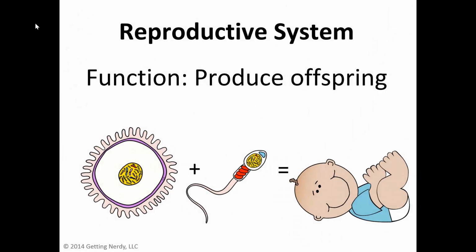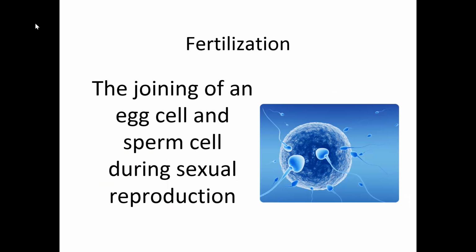The function of the reproductive system is to produce offspring. So the mating of a sperm cell and an egg cell is to produce offspring, so to produce more humans. Fertilization is the joining of an egg cell and a sperm cell during sexual reproduction. When an egg cell is fertilized by a sperm cell, it will make more humans.